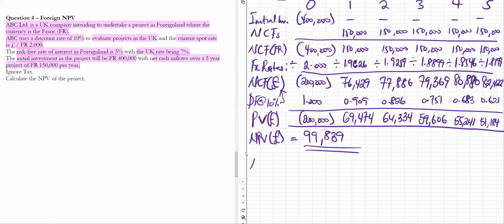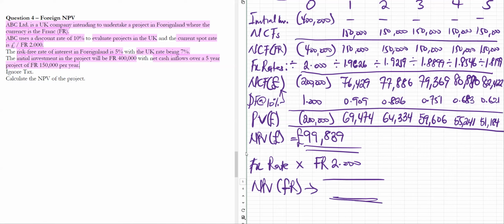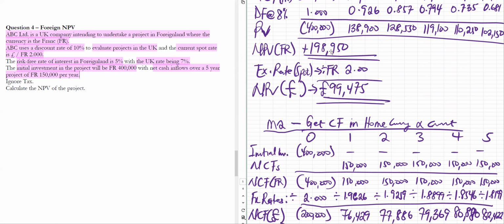So if we want our NPV in franc, what's the FX rate? It was two franc, right? Since this is in pound, then I want franc. The franc is more, right? So I must multiply by 2 franc to get the NPV in franc, just like we did when we were working in franc. And that means multiplying this by 2. So if I multiply by 2, I'm getting 199,678.